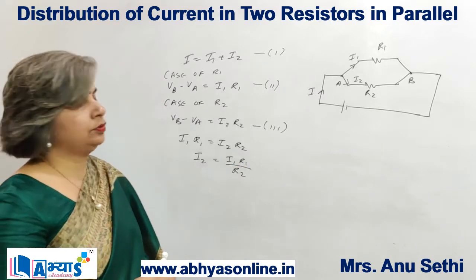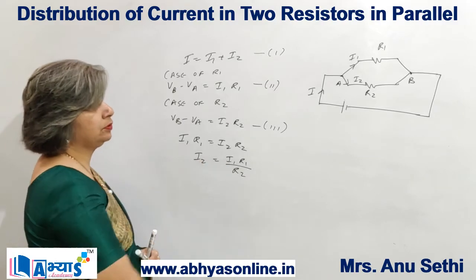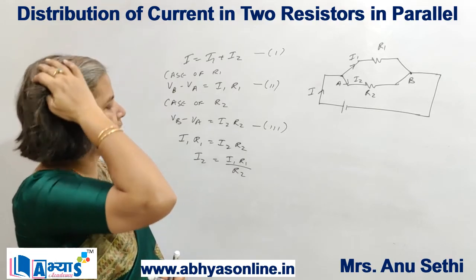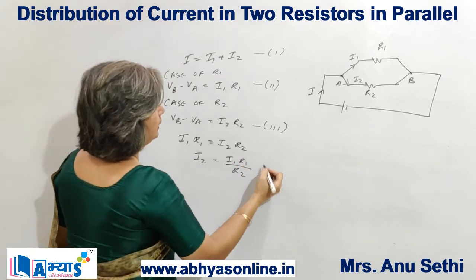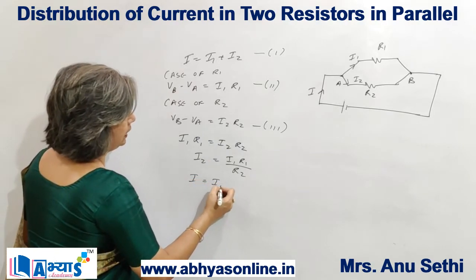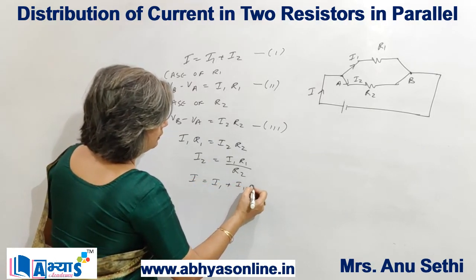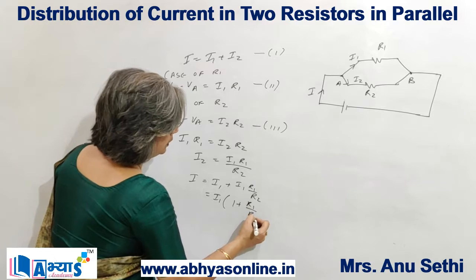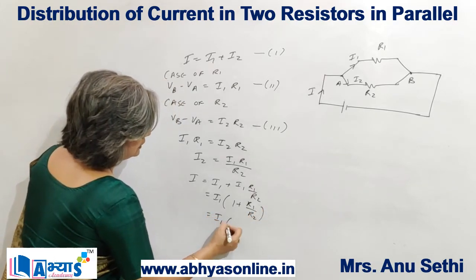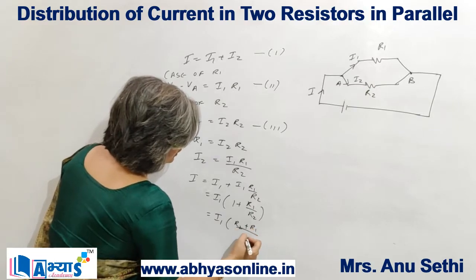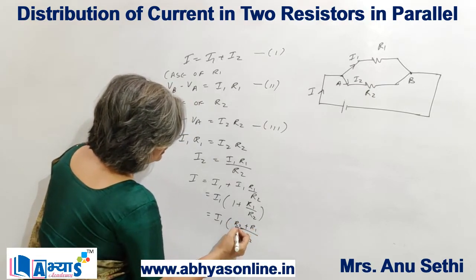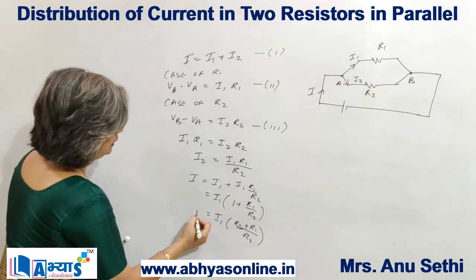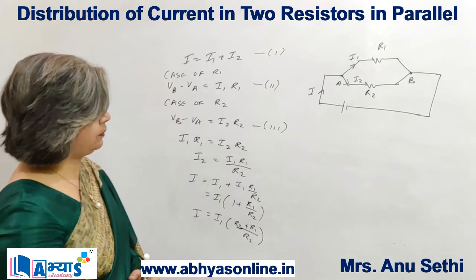That means the current flowing through resistor 2 will be equal to the ratio of the two resistors times the current flowing in resistor 1. Putting this value in equation 1, I get I is equal to I1 plus I1 R1 upon R2. Taking I1 common, I get I1 times 1 plus R1 upon R2, which is equal to I1 times R2 plus R1 upon R2. I have taken R2 as the LCM. So I is equal to I1 times R2 plus R1 upon R2.